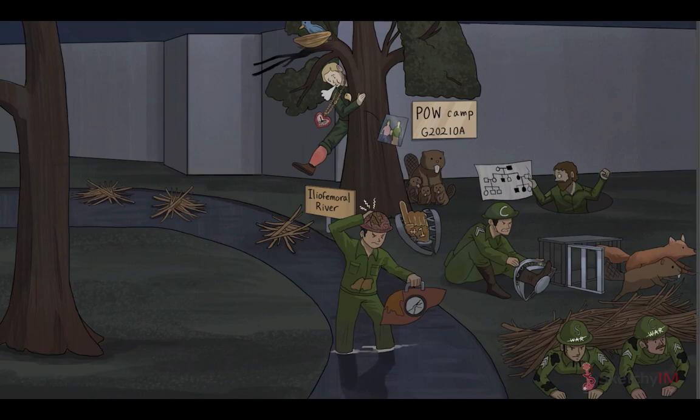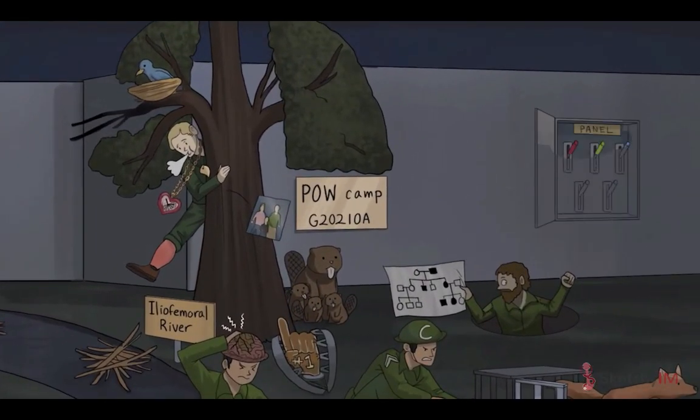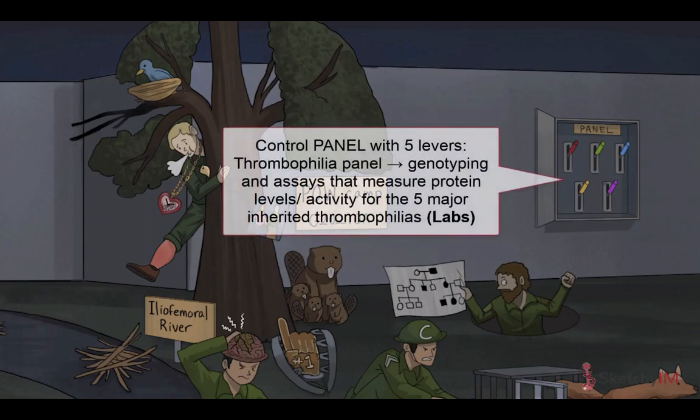Okay, so we've drilled when you should test into your head. Now you've got a patient with some of these risk factors and you're concerned for an inherited thrombophilia. How do you test? Well, most labs can perform a thrombophilia panel that tests for all five of the major inherited thrombophilias we've discussed. Factor V Leiden, prothrombin G20210A gene mutation, protein C and S deficiencies, and antithrombin 3 deficiency. That's why we've drawn in this colorful control panel complete with 5 different levers.